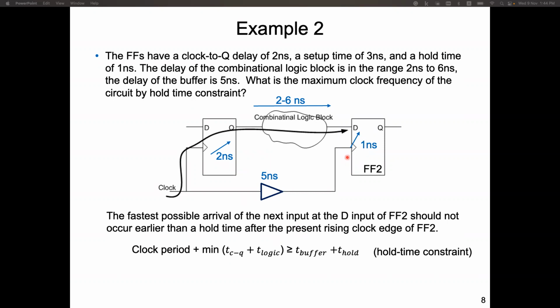Okay, so the right side of the inequality is the present clock edge of flip-flop 2, the present rising edge of the clock of flip-flop 2. So it is a T buffer later than the first flip-flop's rising edge, plus the hold time. So this should be smaller than one clock period plus the fastest delay. Do you understand the meaning of this inequality?